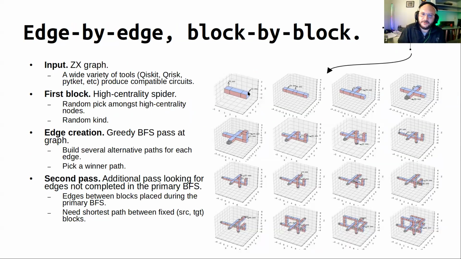So what you do is select one randomly from high centrality spiders, place it, and then start edge by edge. You put this one, and once you put that one, you have this edge. So you go to the next one and you do it. As long as you maintain the color continuity, you'll be fine. And at the end, you'll get a big lattice.